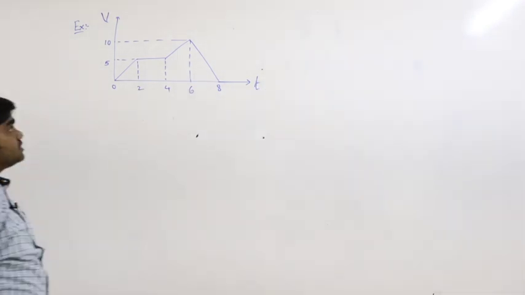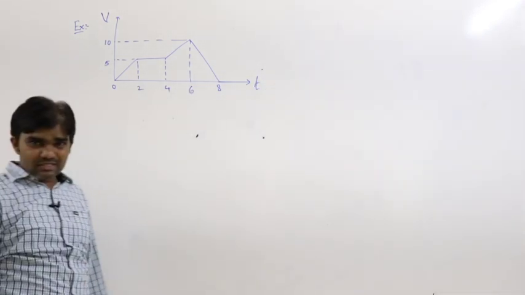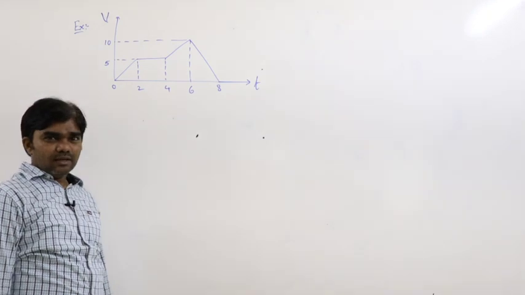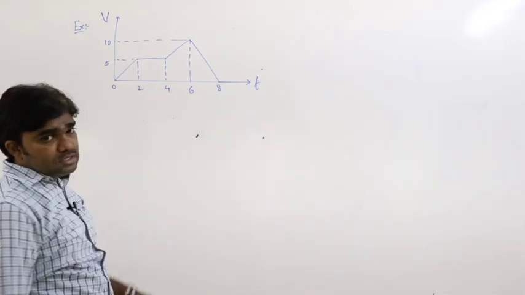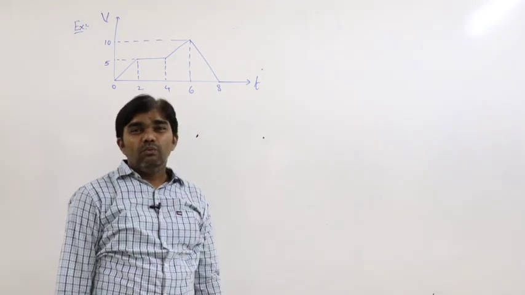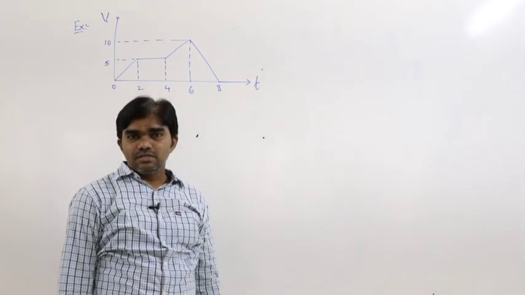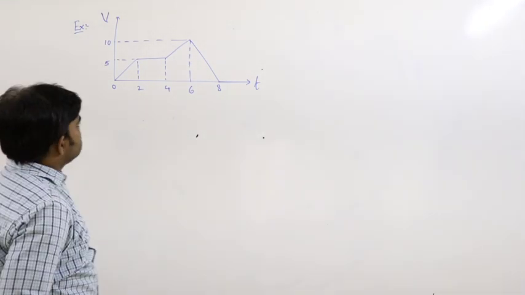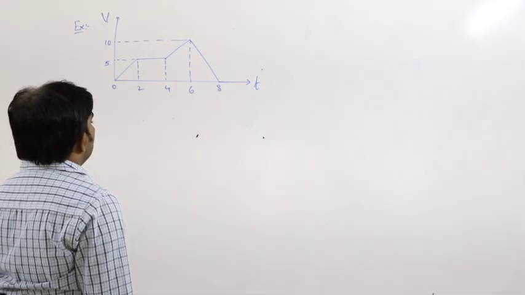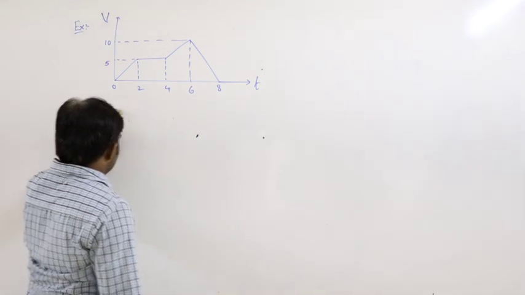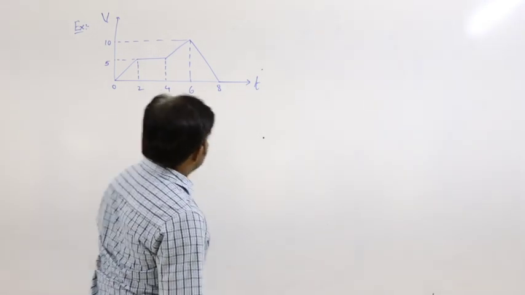So here the time is in seconds, and velocity is in meter per second square. Now find the displacement travelled by the body in this situation.